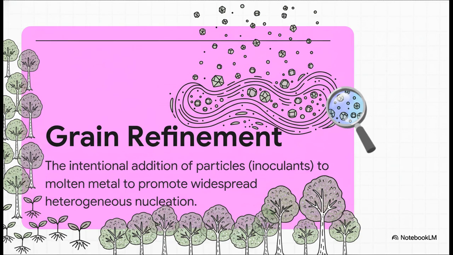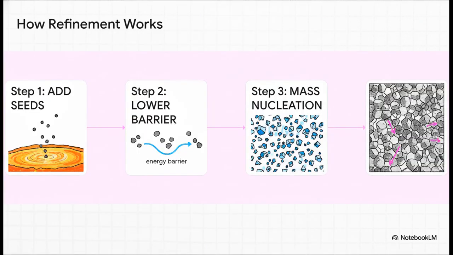Well, the answer is this really clever process called grain refinement. And honestly, the best way to think about it is like you're planting a forest. Instead of just letting nature do its thing and maybe grow a few giant trees, we're going to step in and take control.